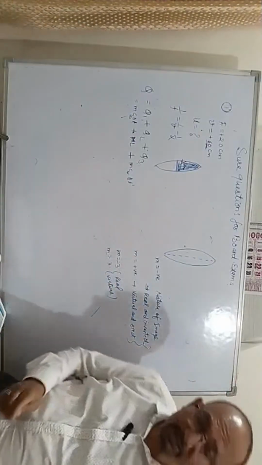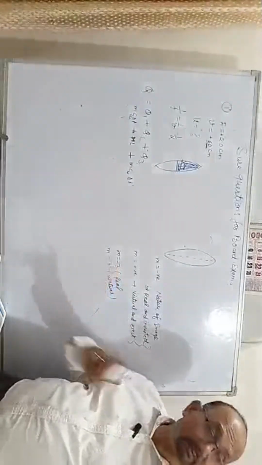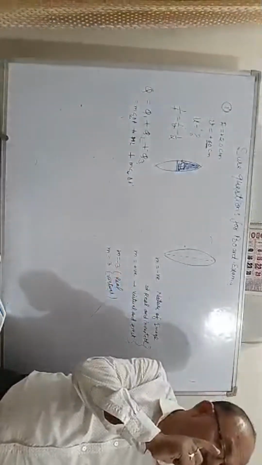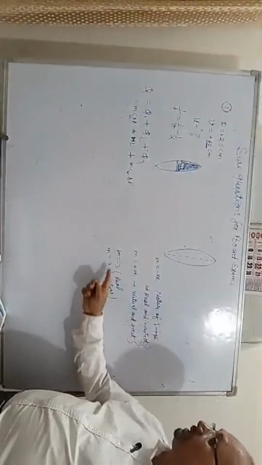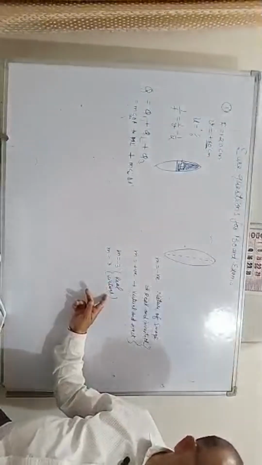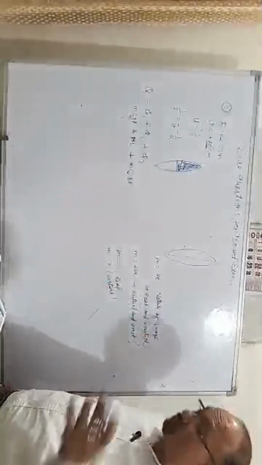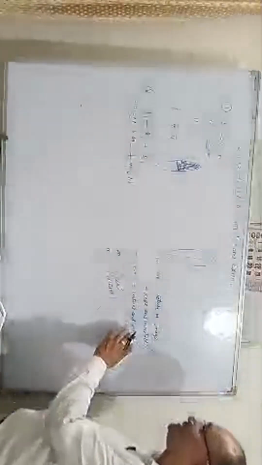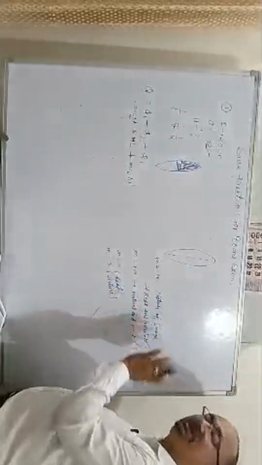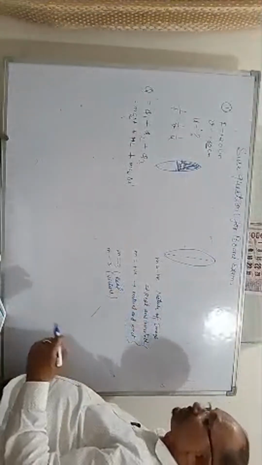Note it, this is a very important thing. When the image is 3 times the object, M is negative when the image is real, and positive when the image is virtual. A virtual image is always erect, and a real image is always inverted. Clear, students? Now we are going to discuss the next topic.